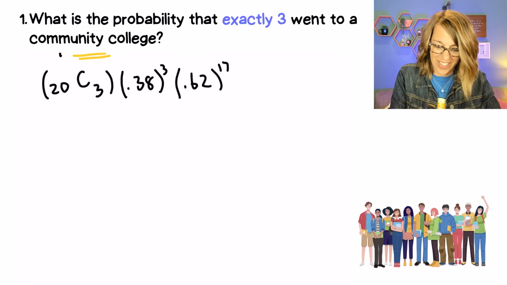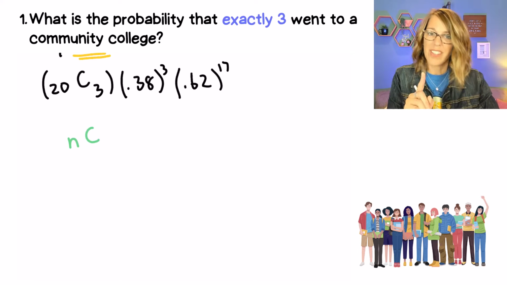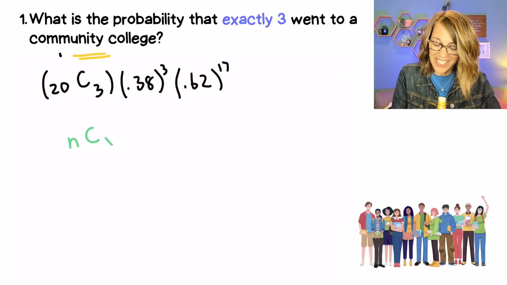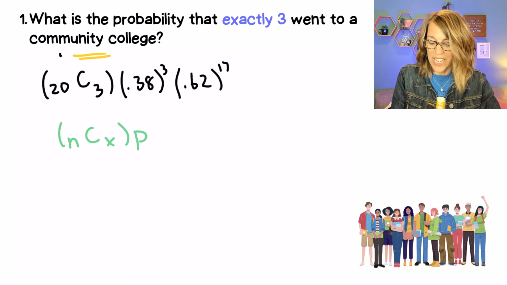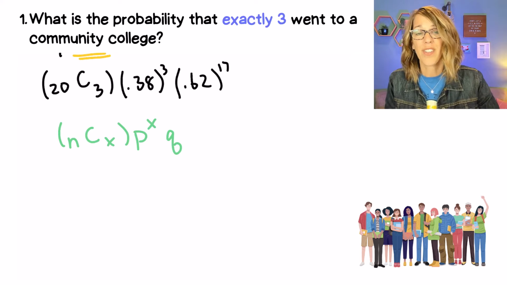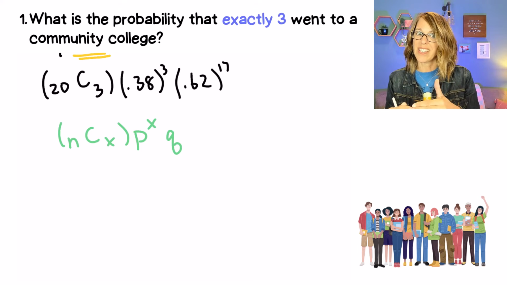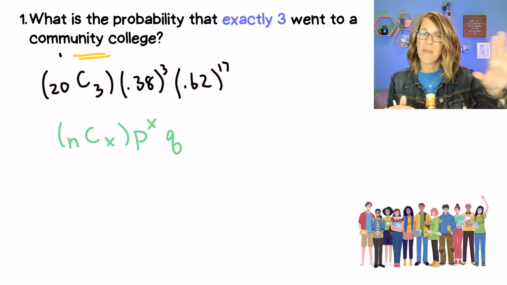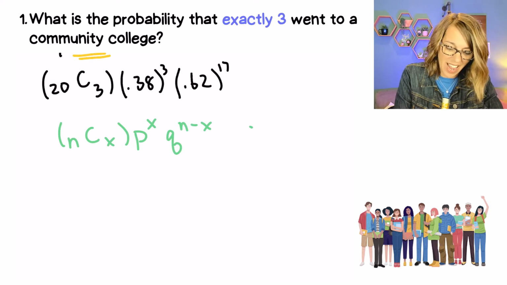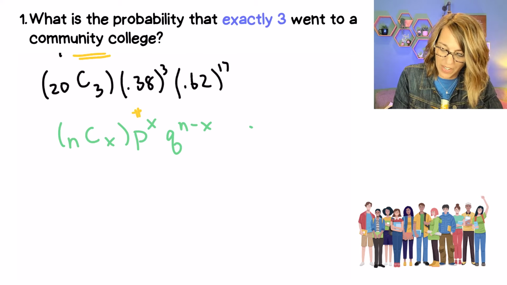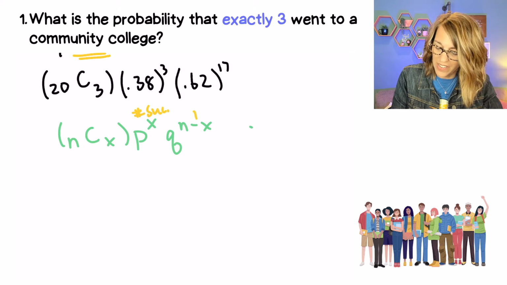Now I want to put the formula up here so you can translate this into any of your scenarios. The formula looks like this. N, choose the number of successes. X is the number of successes. So it's N, choose X. And then it's P to the number of successes, but that's X, times Q to the number of failures. Well, if X is the number of successes, then the rest, so N minus X, is the number of failures. So N minus X. I think it's really helpful to remember that this is the number of successes, and this right here is the number of failures.